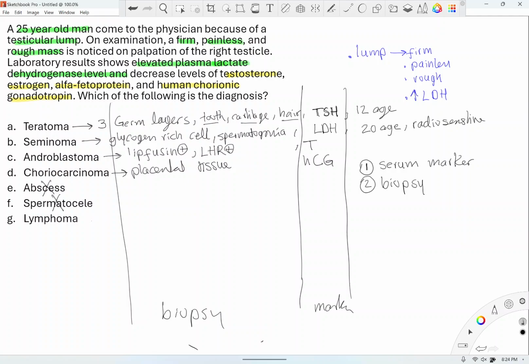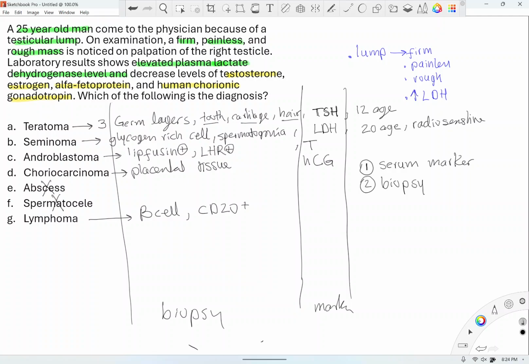The next one is lymphoma. Lymphoma should be easy. If you do a biopsy, you'll find B cells, B lymphocytes, and they should be CD20 positive or CD19 positive. Markers, they may have enzymes that are common in these lymphomas.